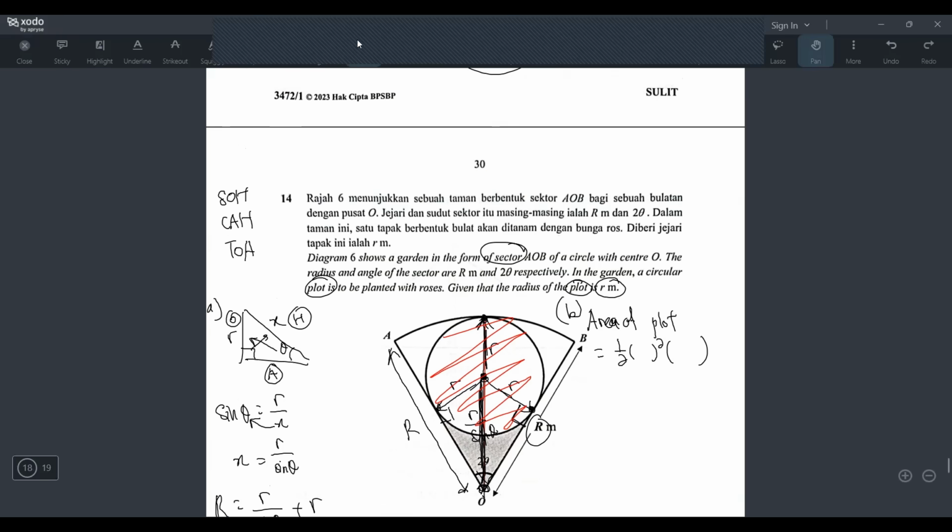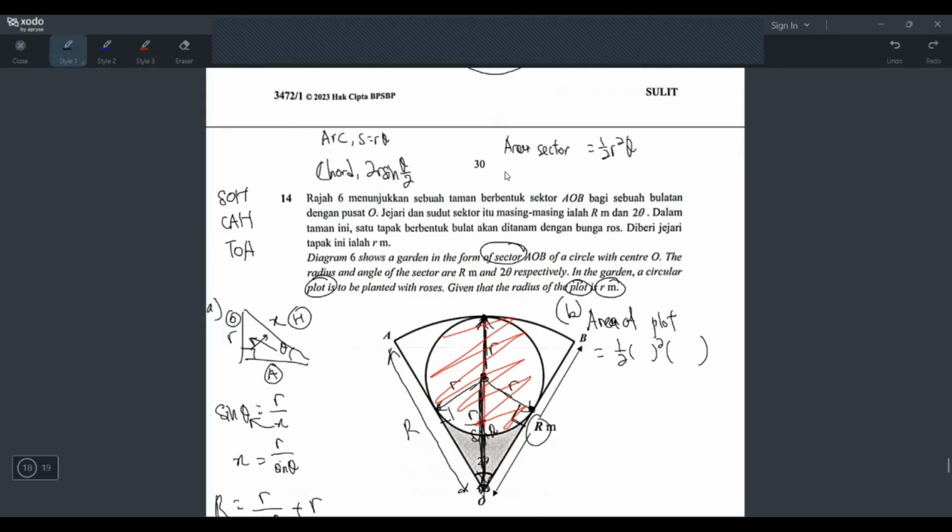Okay, let's write down all the formulas for this chapter. So the first formula is arc, which is S equals r theta. Second formula is the chord formula. Chord formula is 2r sine theta over 2. And we also have area of sector formula. Area of sector formula is 1/2 r square theta. And then the last formula is area of segment. The area of segment formula is 1/2 r square, theta minus sine theta. So these are all the formulas that you learned in this chapter, right?